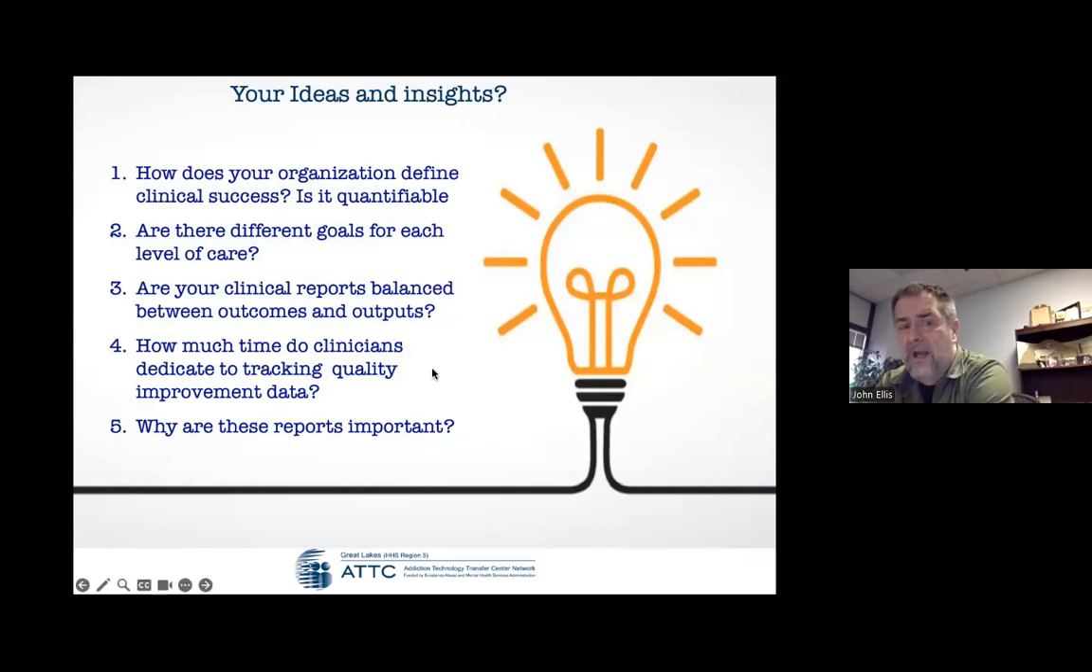Are your clinical reports balanced between outcomes and outputs? And how much time do clinicians dedicate to tracking quality improvement data? This is something that we have to really look at. At the university, we did a study in 2018 and we looked at burnout, primarily amongst behavioral health workers in Summit County. We asked executive directors what they thought the leading cause of turnover and staff burnout was. Their responses, on a survey with drop down menus, number one and two, were low pay and vicarious trauma.